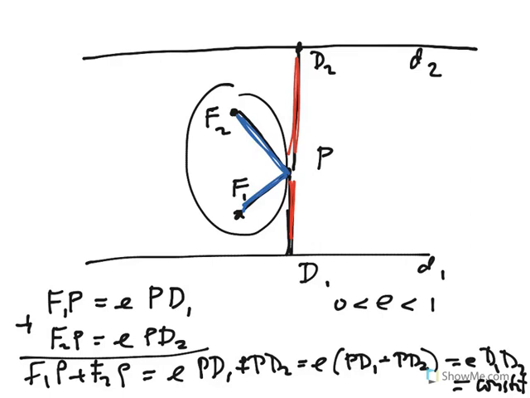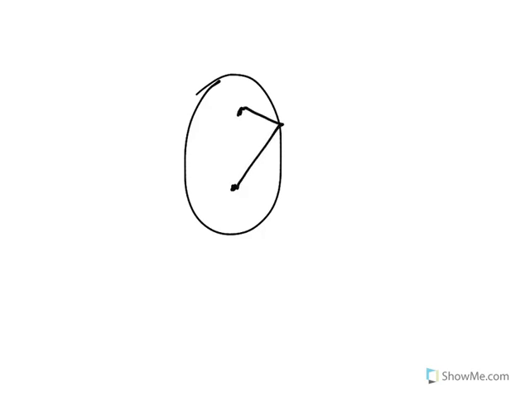Now what constant is that? Well, it came up in another lesson that that constant had to be equal to 2a. I'm not going to rederive that right now. F1P plus F2P equals 2a, where a is the distance from the center to the vertex.